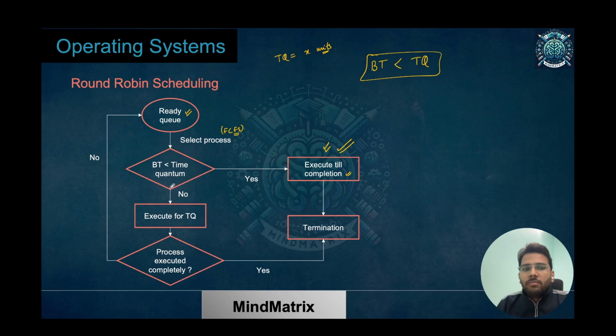But if the burst time is greater than time quantum, then we are going to execute the process for that unit of time quantum. That means for X units of time quantum only, not entirely.